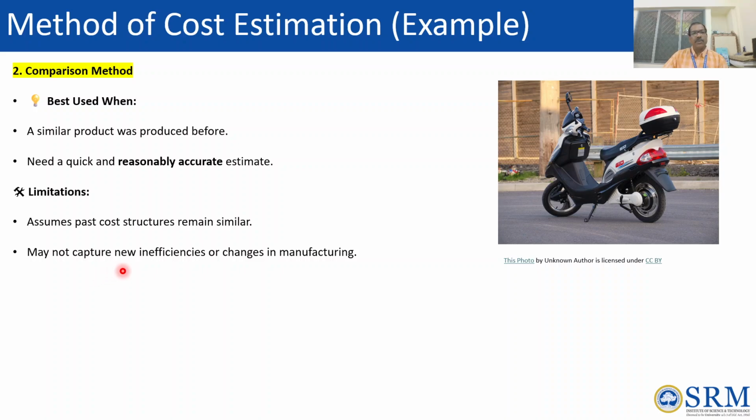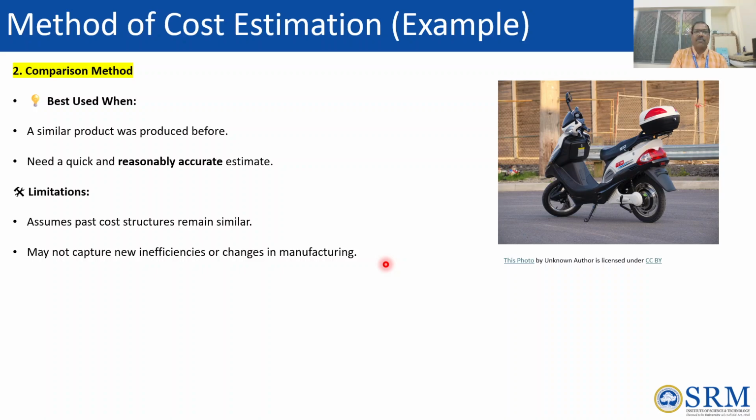It may not capture new inefficiency or changes in the manufacturing. If we go with the past data, some upgradation in the manufacturing process may also be there. The production process, manufacturing methods, equipment and facilities needed to make those EV scooters may be upgraded in other fields, by other competitors. But if we stick with that old information, our cost estimation will not be accurate.